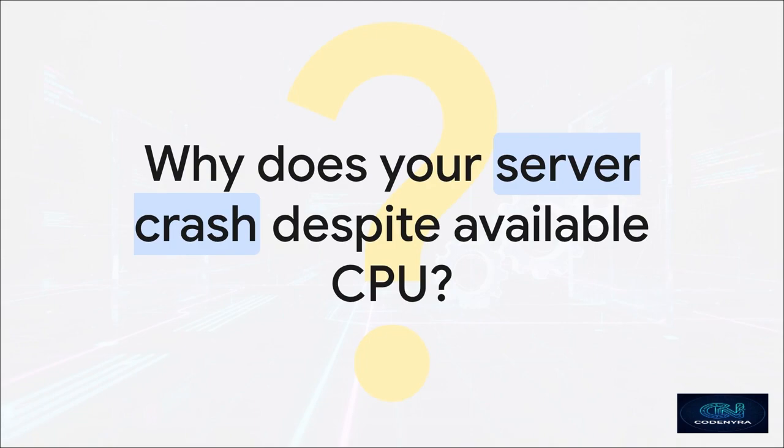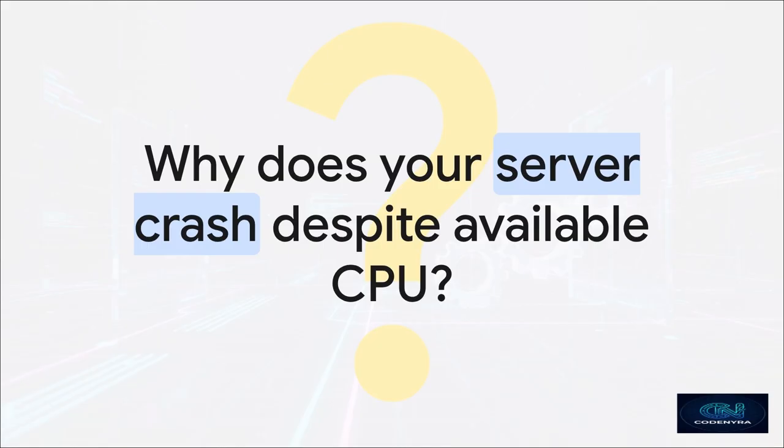Imagine this scenario for a second. You've just deployed a brand new web app, right? You're checking the stats, your server's CPU is barely hitting 20%, you've got plenty of memory to spare. But then boom, under a sudden surge of user traffic, the whole system just completely freezes up. Incoming requests start timing out left and right, the UI is totally locked. So why does your server suddenly crash like that despite having all that available CPU?